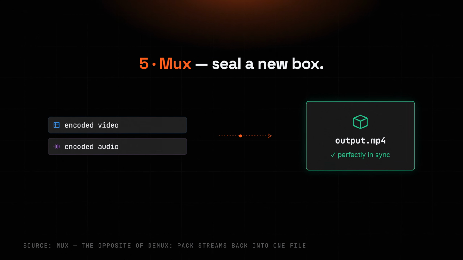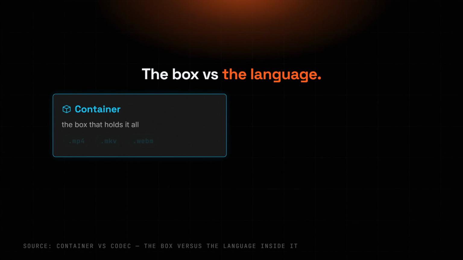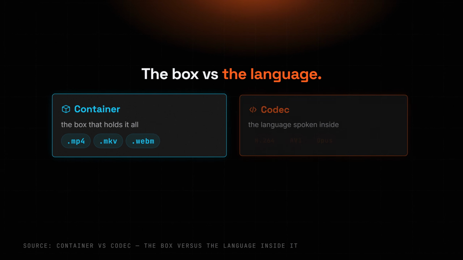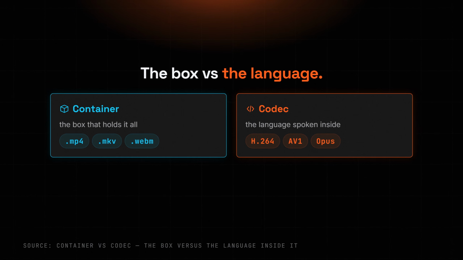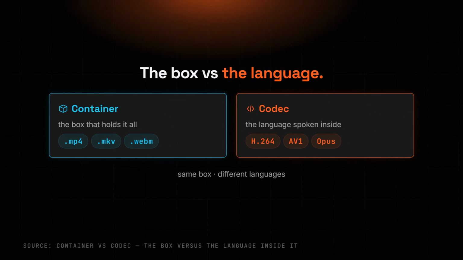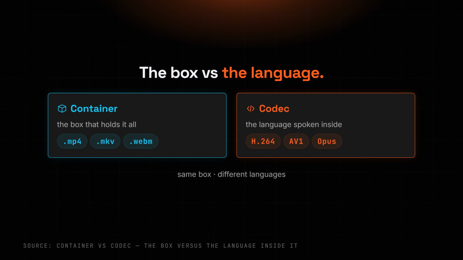And here's the thing that almost everyone mixes up. A container, like MP4 or MKV, is just the box. The codec, like H264 or AV1, is the language being spoken inside it. The same box can hold completely different languages, and understanding that one distinction is honestly half the battle.